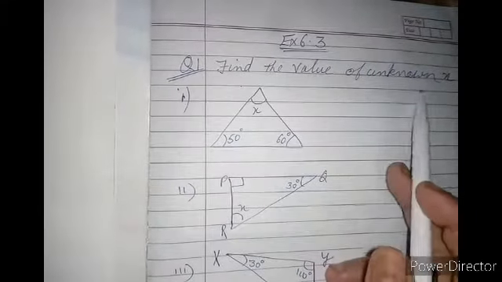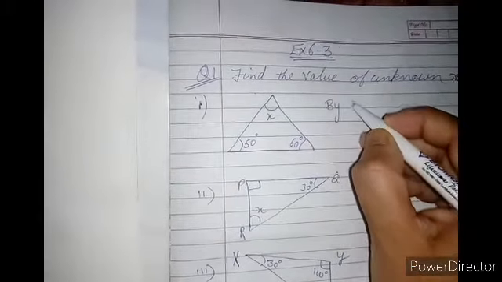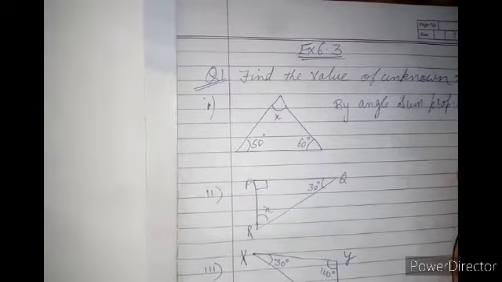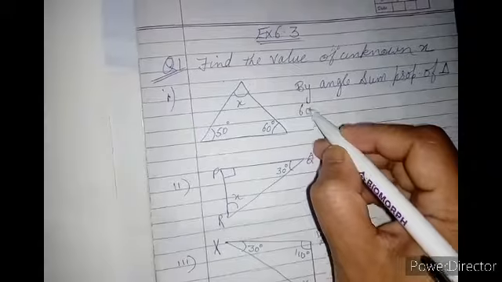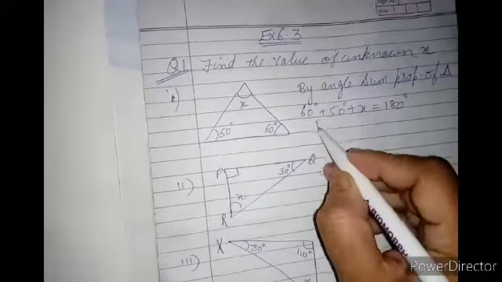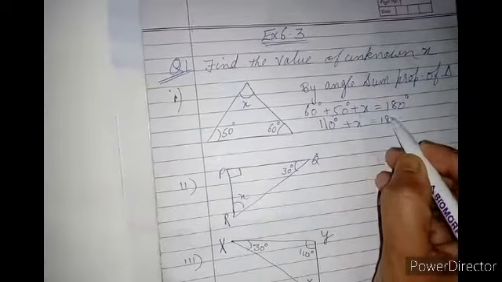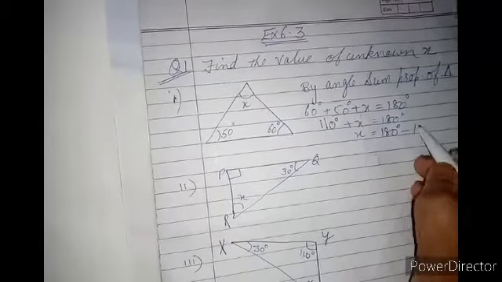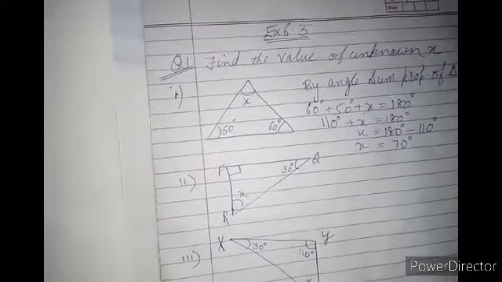Now here we have to find the value of unknown x. Now in every case you will write this by angle sum property of triangle. एंगल सम प्रॉपर्टी ऑफ ट्राइंगल हमें क्या बता रहा है? That sum of all angles, 60 plus 50 plus x is equal to 180 degree. When you will add, you will get 110 plus x is equal to 180 degree. When we will shift this 110 to right hand side, we will get 70 degree. The value of x is 70 degree.